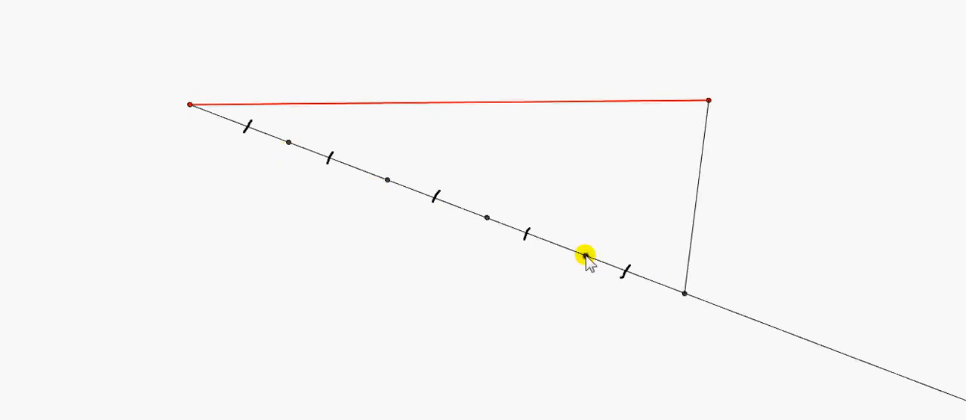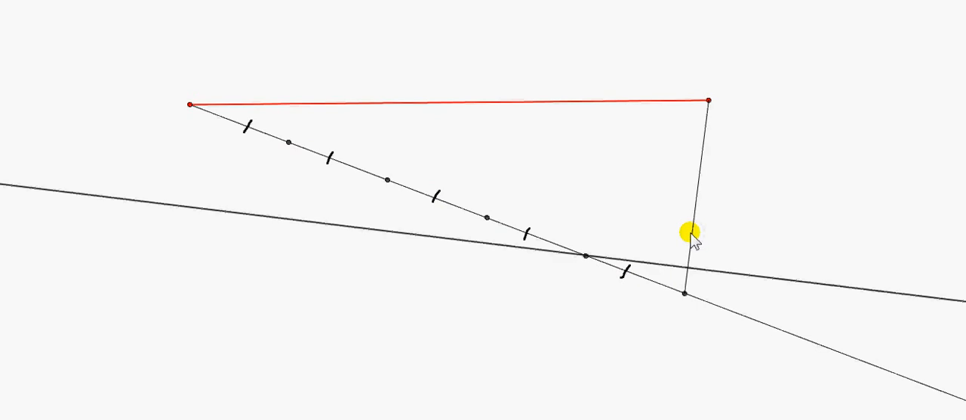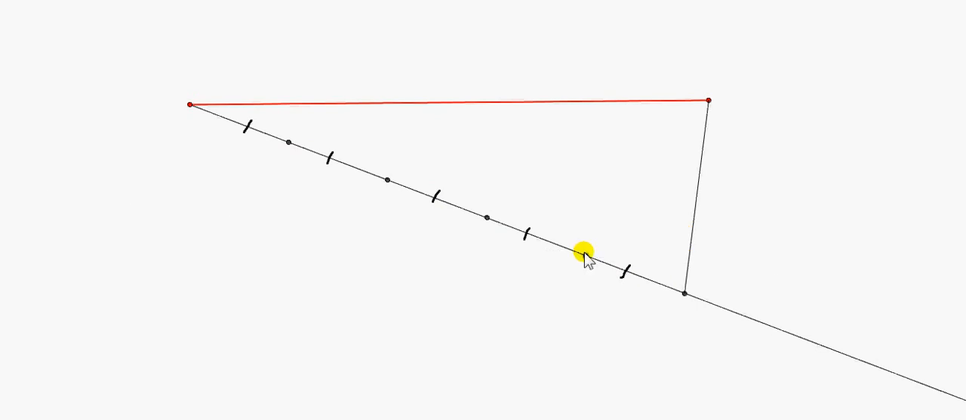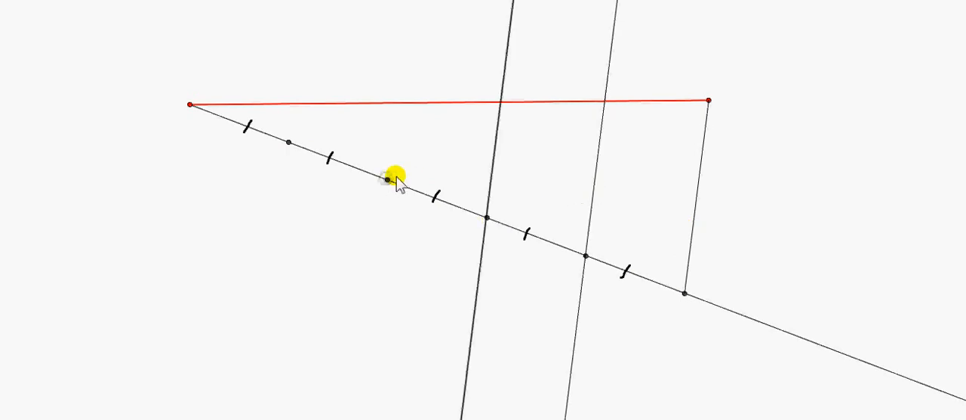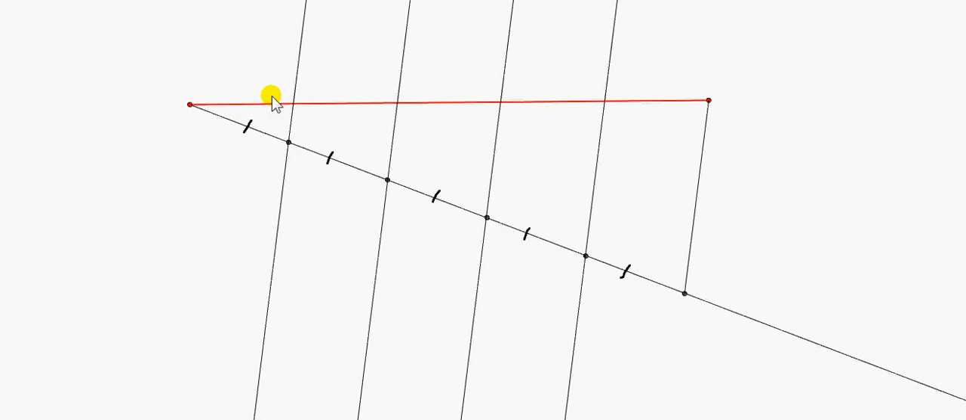So I want to draw a line through this point parallel to this line here. Now the red line has been divided into 5 equal line segments.